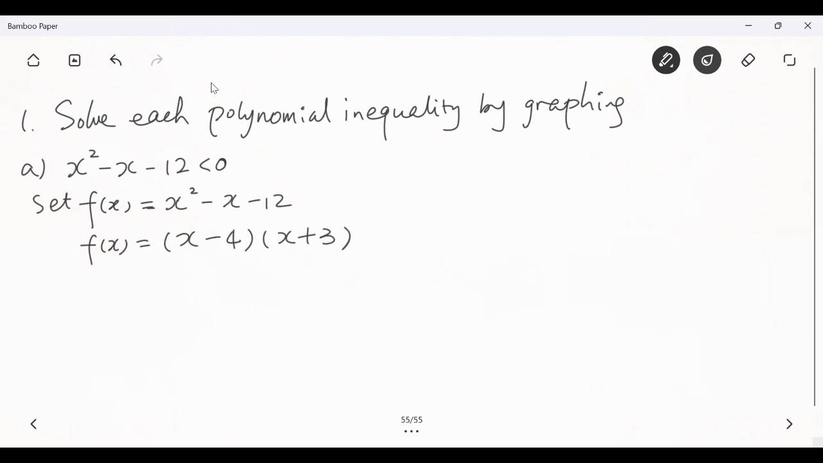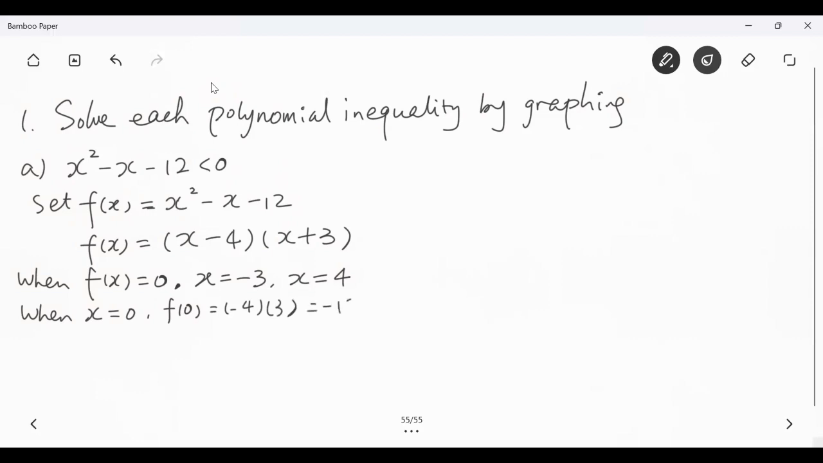Right? So we find the x-intercept. That means when f(x) equals 0, the x-intercept is x equals negative 3 and x equals 4. And then find the y-intercept. That means when x equals 0, it equals negative 4 times 3, which is negative 12. We know this parabola has a positive leading coefficient, so the graph is from Q2 to Q1.